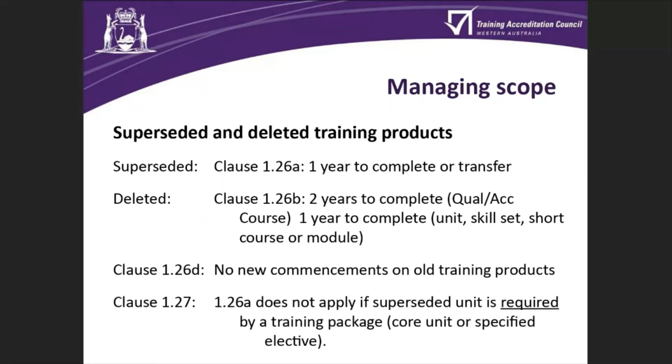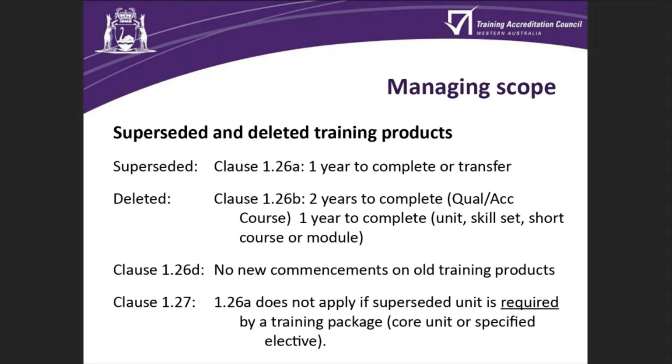But if it's a substantial qualification, so if it's a qualification or an accredited course, you have 2 years in which you have to make sure that your current students have an opportunity to complete. There's no provision for transfer in the context of a deleted course, so it's not possible to transfer them to a new version because it's not been superseded, it's simply been deleted.